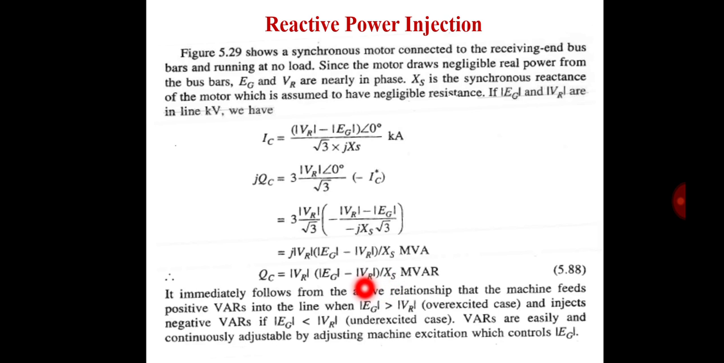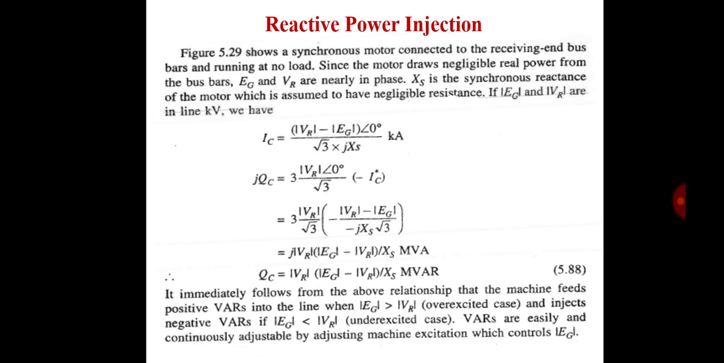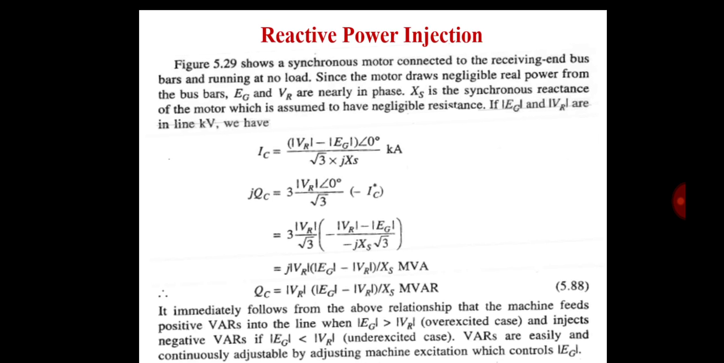It immediately follows from the above relationship that the machine feeds positive VAR into the line when EG is greater than VR, that means in the overexcited case, and injects negative VAR if EG is less than VR, in the underexcited case. VARs are easily and continuously adjustable by adjusting machine excitation, which controls EG. Here is the adjustable excitation. We change the excitation and control the VARs, means control the voltage.